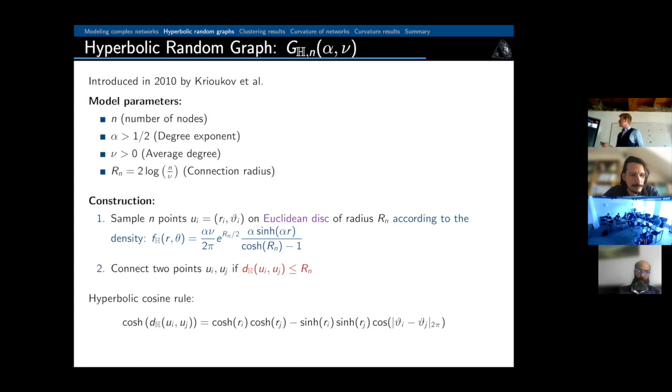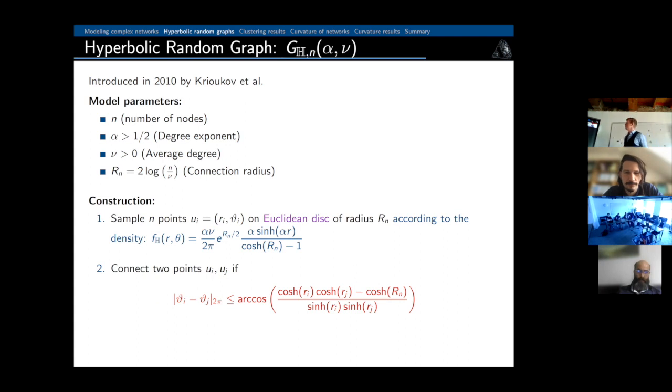Then you connect two points if their hyperbolic distance is less than Rn, and you can translate this into a nicer formula by using the hyperbolic cosine rule, and that gives you this. You take 2 points, you look at their angular distance, which is the distance on the left here, and if it's less than this expression on the right, which only depends on the radial coordinates of the points and the connection radius Rn, you connect them. So this is the same model, but now in terms of the native representation.